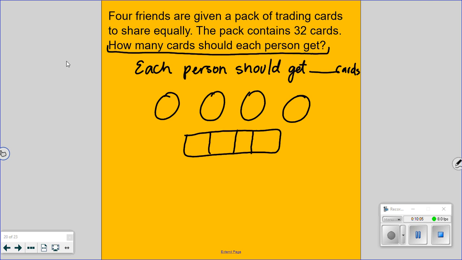Someone tell me, why do I have 4 boxes drawn? Paxton? Yeah, could I label them? Yeah. Here is friend 1, friend 2, friend 3, friend 4. That works.